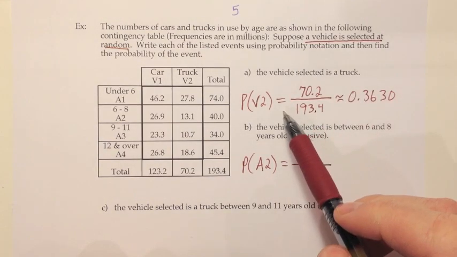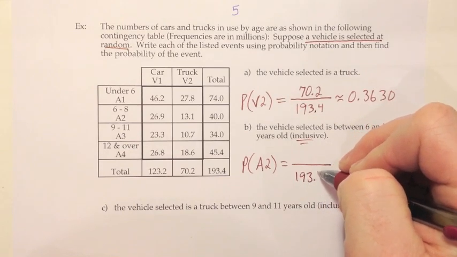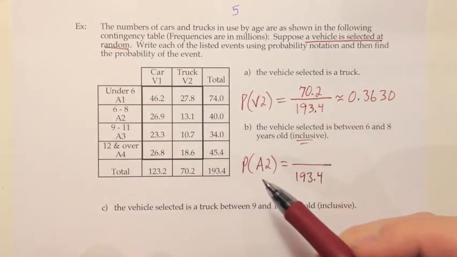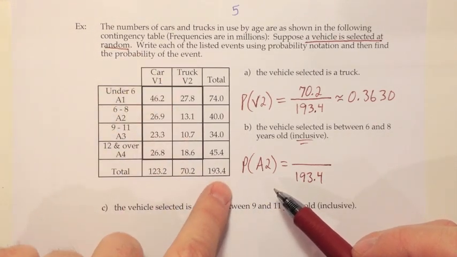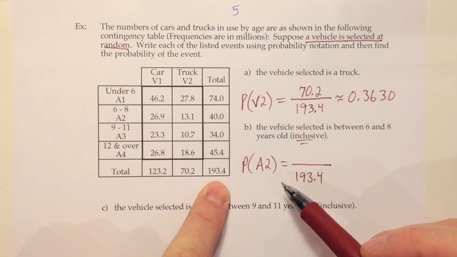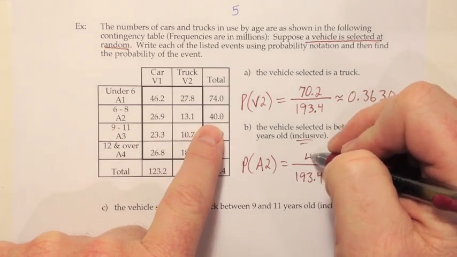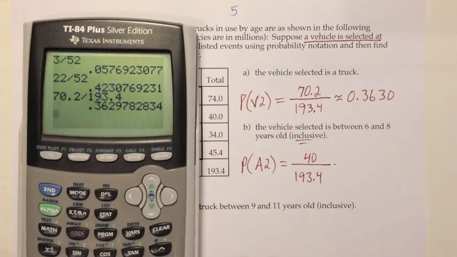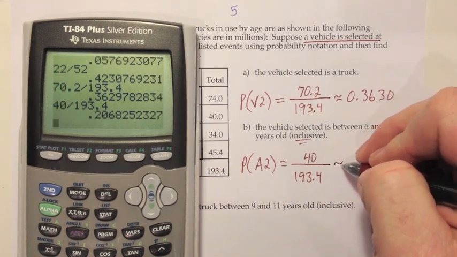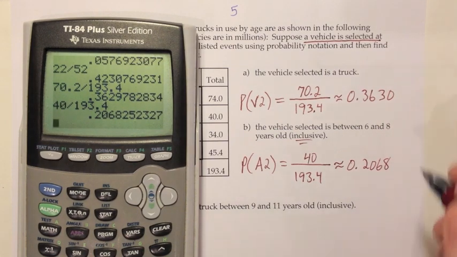I'd say, well, what are we randomly selecting? A vehicle. So how many of those are there? 193.4. And out of all 193.4 of those vehicles, how many are A2? So I wouldn't just count the cars or the trucks. I would count out of all 193.4 million vehicles. And so when you look at that, the total number of A2 things is 40. And then again, I'd go to the calculator on that. So let's have a look at that. 40 divided by 193.4, we get approximately 0.2068.